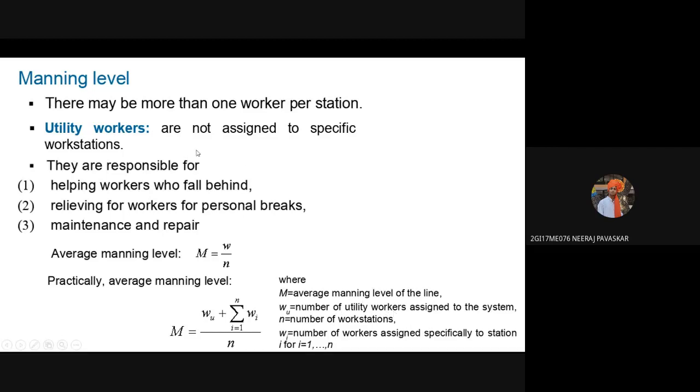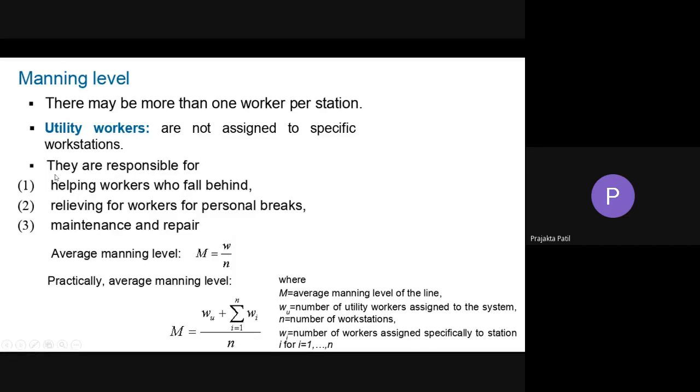Utility workers are not assigned to a specific workstation, but they are very important as they are responsible for helping the workers who fall behind, relieving the workers for personal breaks, and with respect to maintenance and repair, they are involved in all these activities. So they play a very important role, and therefore their involvement is also considered in the calculation of the manning level. The utility workers are not specifically assigned to any individual processing or assembly stations. They instead perform functions like the ones listed already.